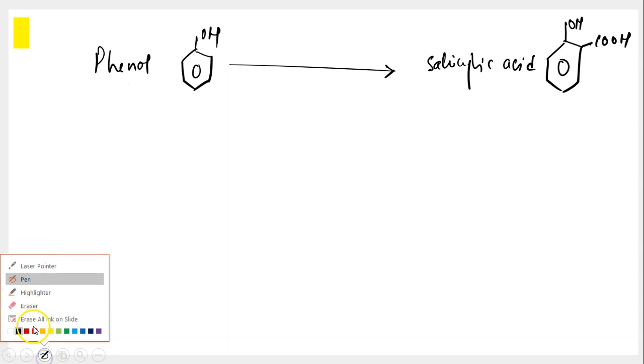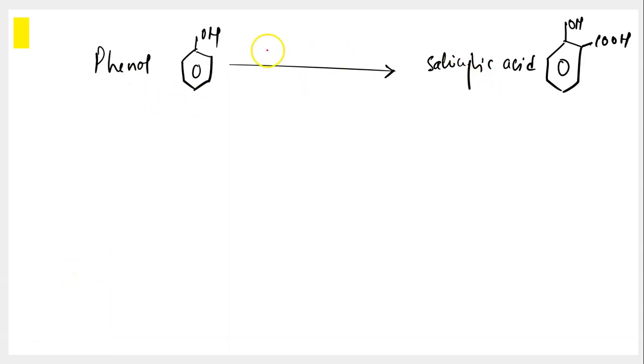So the intention now is to convert phenol into salicylic acid with the help of a reaction called Kolbe's reaction. First of all, this is a named reaction, so it's very important that you know the reaction and also know the mechanism of the process. Alright, so let's get started.